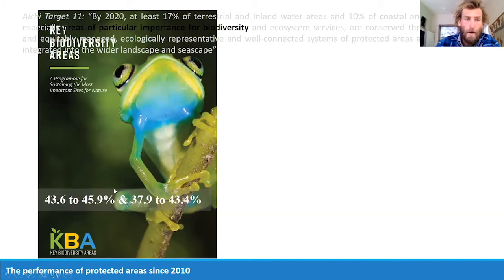In the marine realm, the average protection for a KBA increased from 37.9 to 43.4% in the last decade. It might be worth noting that about 5,000 KBAs, or about a third of all KBAs, remain without any protection in 2020. So that's not really a good outcome in that respect.